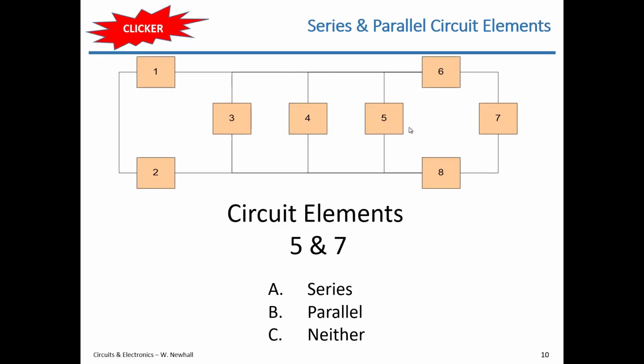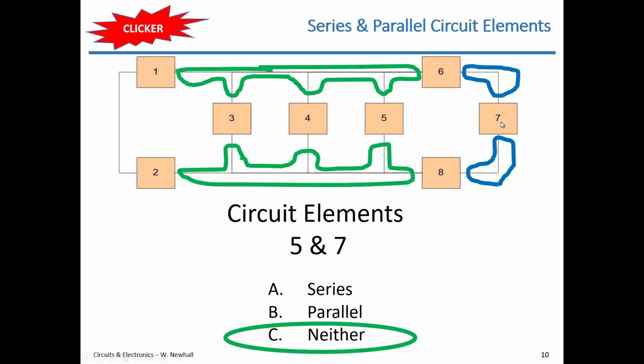Okay. And do they connect to the same two nodes? Well, 7 connects to this upper right and lower right node, and 5 connects to the center top and center bottom node. So those are two different nodes, right? The 7 connects to the blue nodes, 5 connects to the green nodes. So neither series nor parallel. Okay.